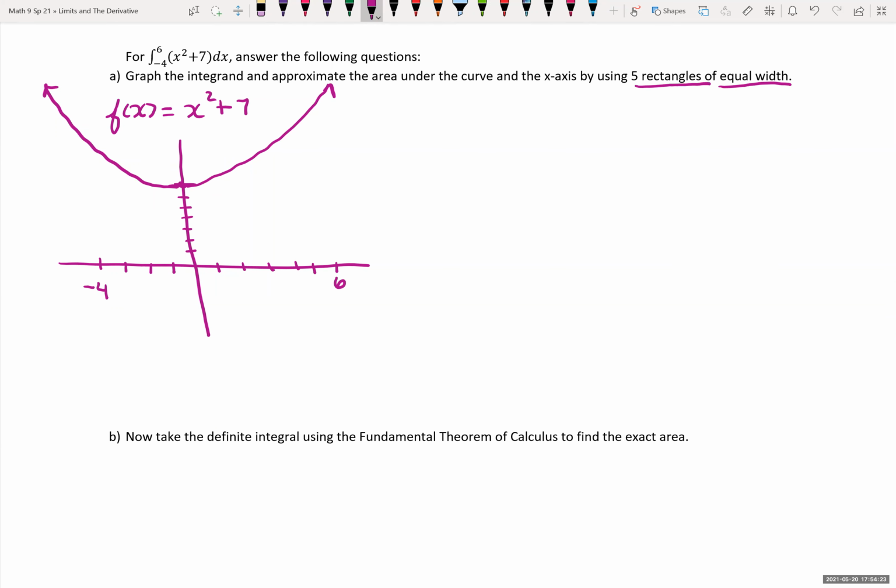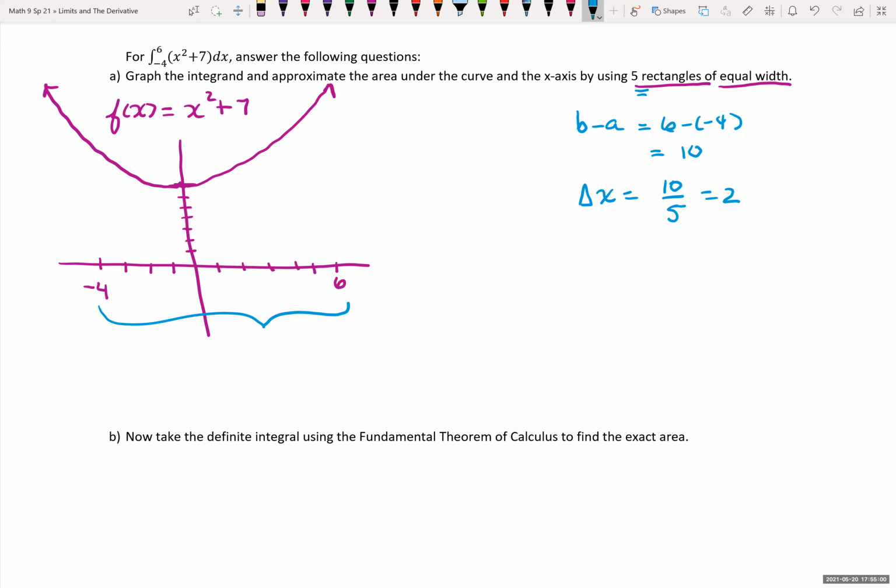Well, we need to figure out what is this length in here. And we can do that by looking at our b value minus a. So we have 6 minus -4, which is equal to 10. And we want to split this up into 5 rectangles. So divide that by 2. I'm sorry, divide that by 5, and we get back 2. It didn't tell me which height I'm using, and so it's up to you which you use. I didn't realize I did that.